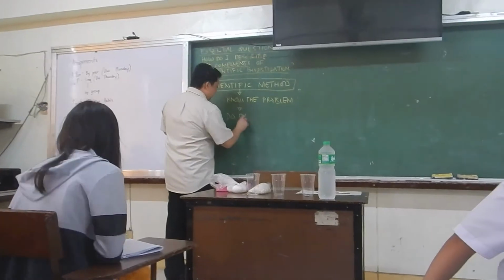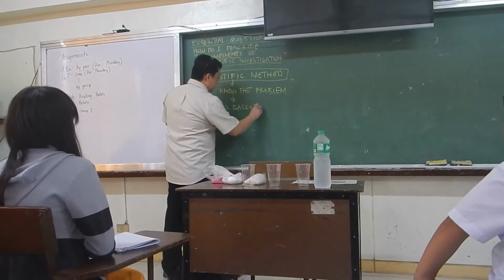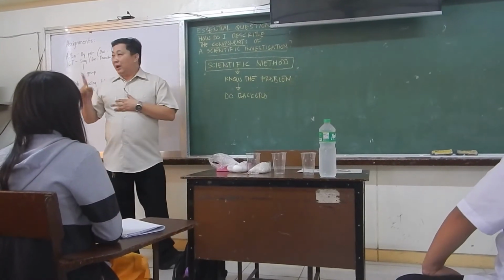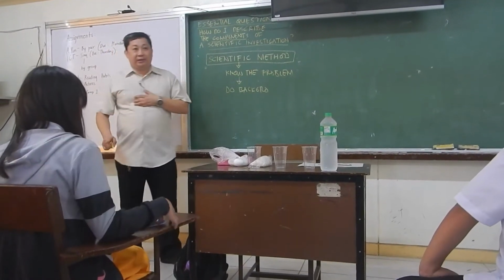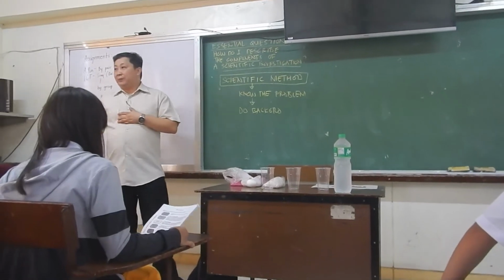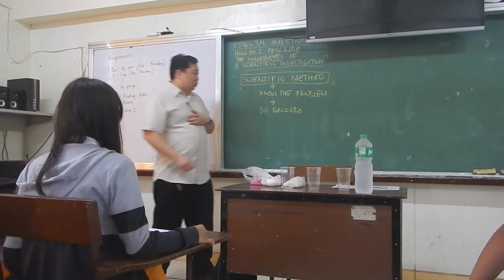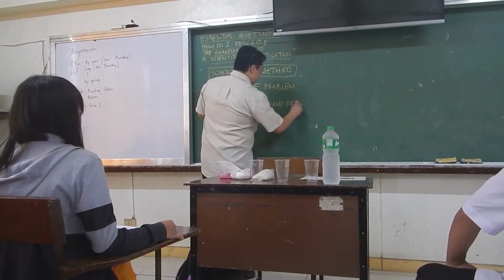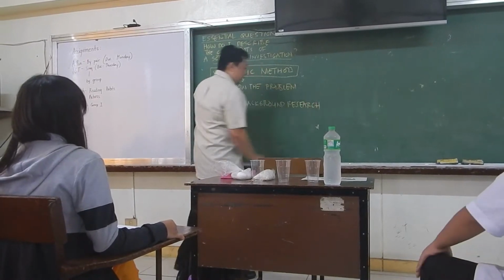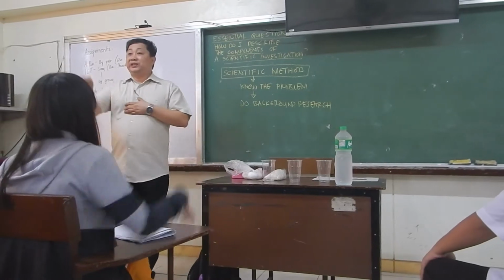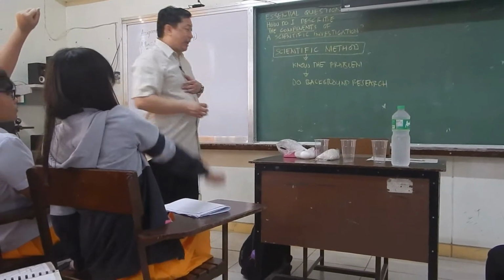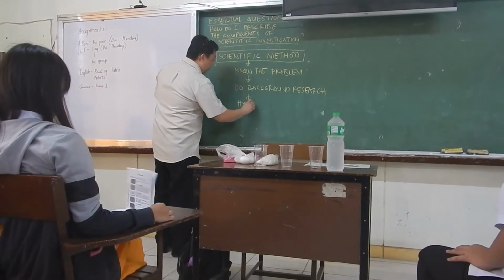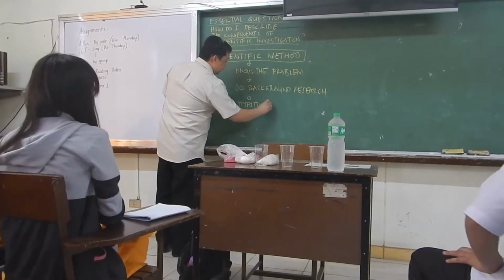Do background research or find information about the problem. That child found information about the problem when he talked to me. Do background research. After doing the background research, the next step would be the hypothesis. Okay, formulate the hypothesis.